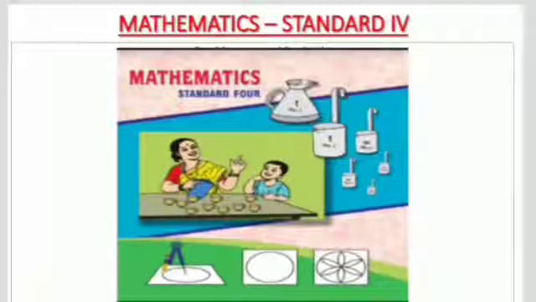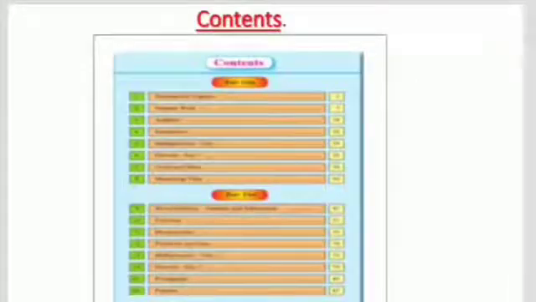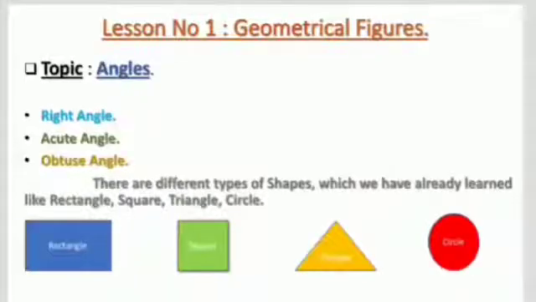Now on your screen you can see Mathematics Standard 4 textbook's cover page. This is your maths textbook for this academic year. If you open your textbook, you will find the preamble, the national anthem, the pledge, and then comes the contents page. In this you have part 1 and part 2. We are going to start our math subject, that is the first lesson, number 1, which is geometrical figures.